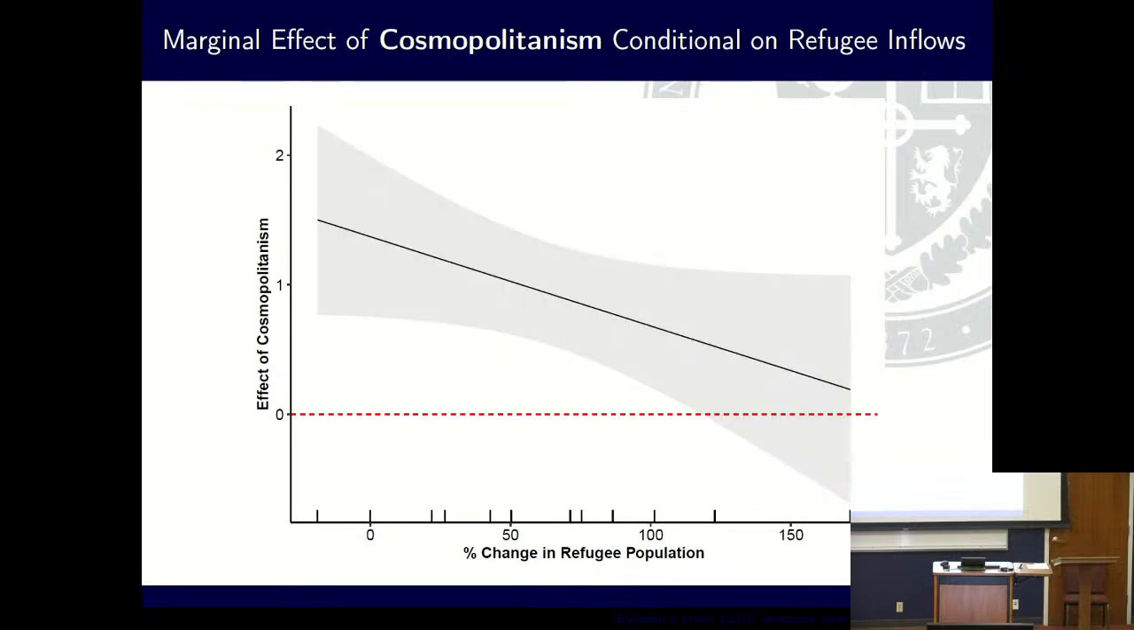This just shows you a more statistically robust way of plotting this. So again, the effect of cosmopolitanism is positive during normal times, but as you get a rapid influx of migration, it fades to practically 0. What about nationalism, though?